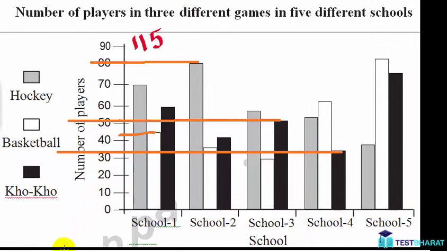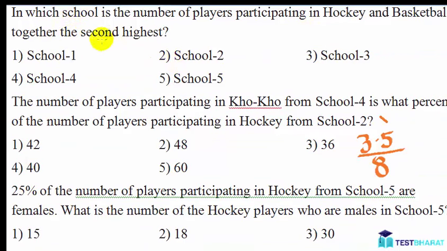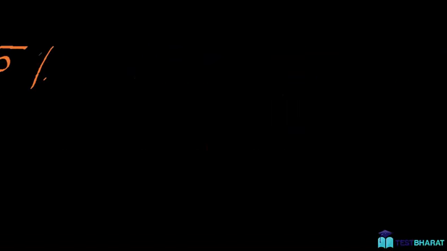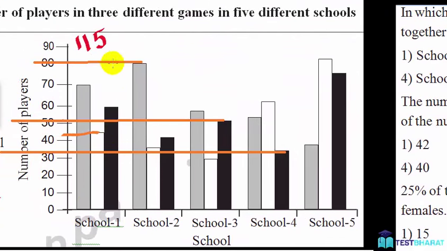What are the takeaways from this video lesson? In the first question, participating in hockey together, the second highest, we used again the visual approach. This we have also done in the first video. Visually analyze and mark, and with the help of a ruler or your sight, you can just know where the point is lying, what the average is. We knew that the average is somewhere here, and this bar is here, and we just compare these two, school 2 and school 5.